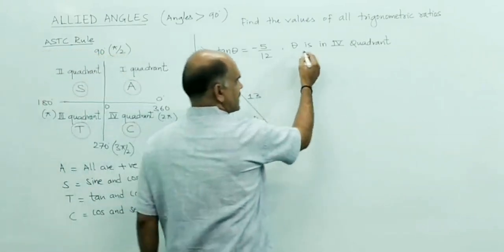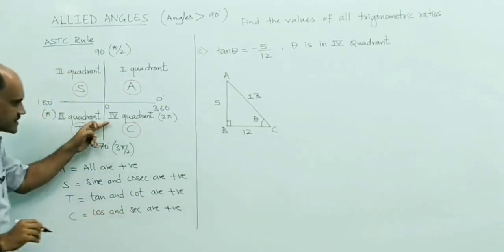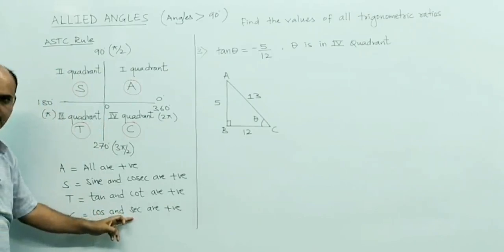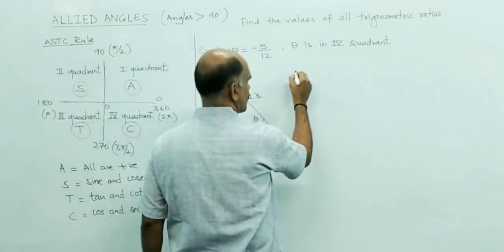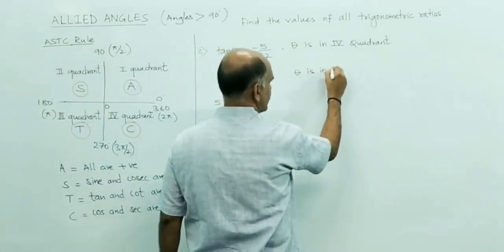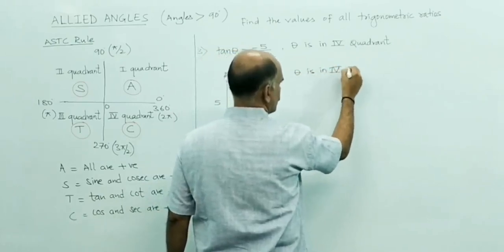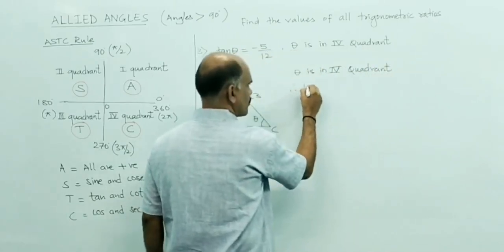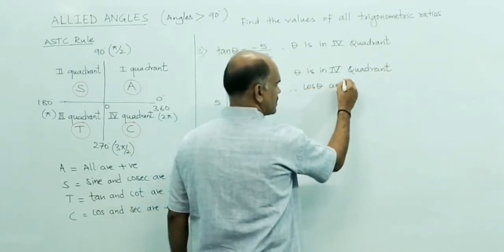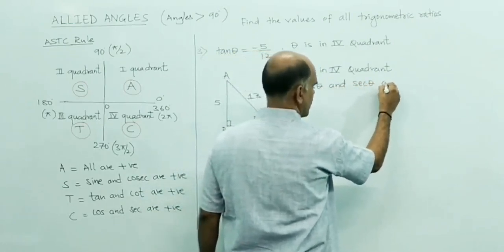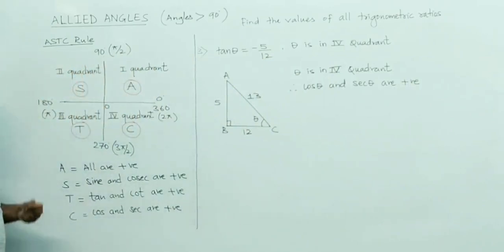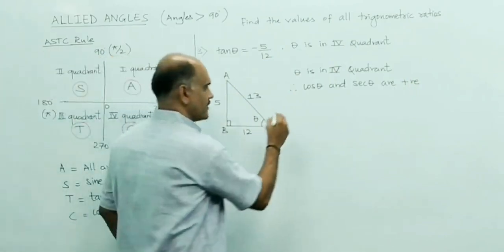Now theta is in the fourth quadrant. In the fourth quadrant, which are positive? Cos and secant are positive. Therefore cos theta and secant theta are positive, while all others are negative. So again you find all the functions.